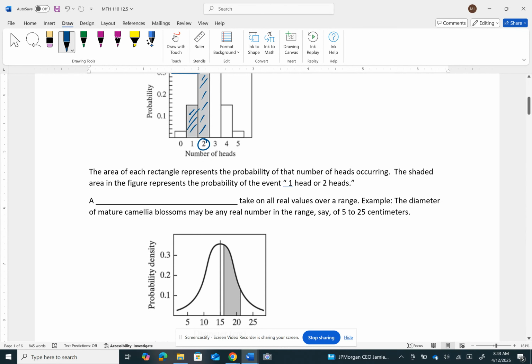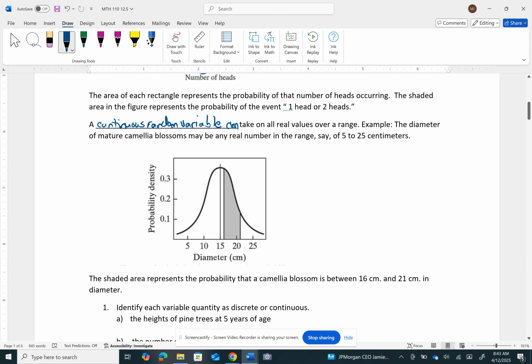All right, now a continuous random variable can take on all real values over some range. I should have had the word can in there. Like you can get those in-between numbers. All right, for instance, if we are measuring the diameter of a camellia bloom, then it could be 7.23 centimeters. Okay, it could be some number in between.